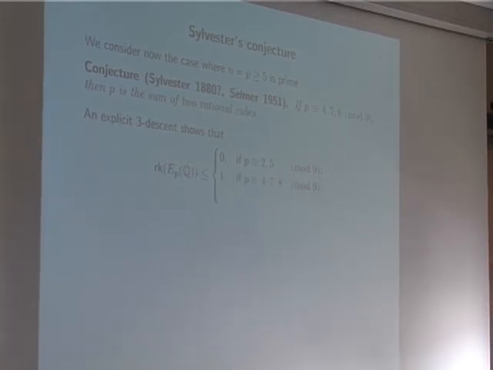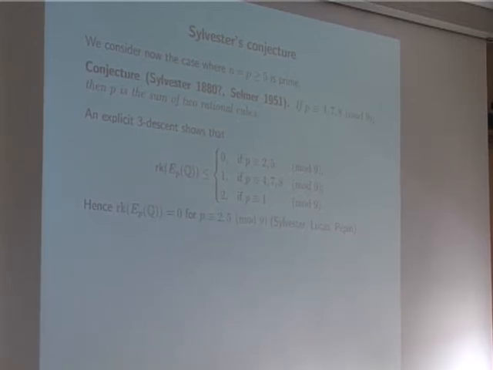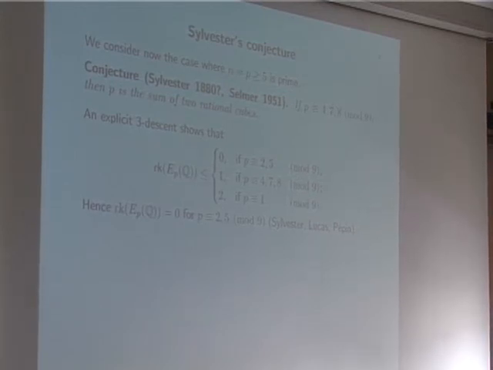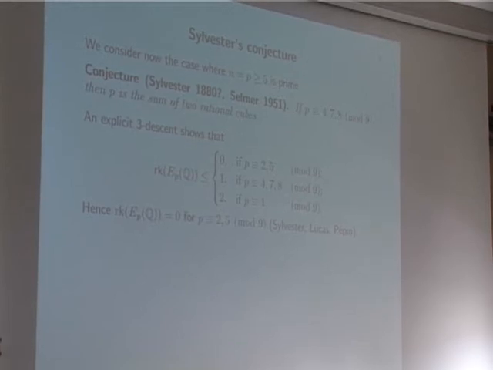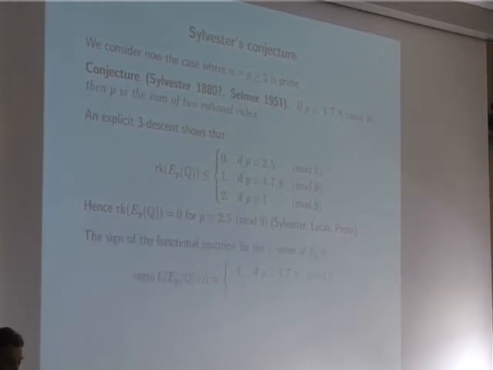It turns out that the 3-descent tells you that the rank is less than or equal to 1 if p is 4, 7, or 8 mod 9, and the rank is less than or equal to 2 if p is 1 mod 9. So the only prime we missed out on was, I guess, 3, but that's okay. Like I just said, this immediately implies that the rank is equal to 0 when p is 2 or 5 mod 9. In different language, but using an equivalent proof, this was proved by Sylvester in his 1880s paper, but also by Lucas and Pepin. So that's a much older result.